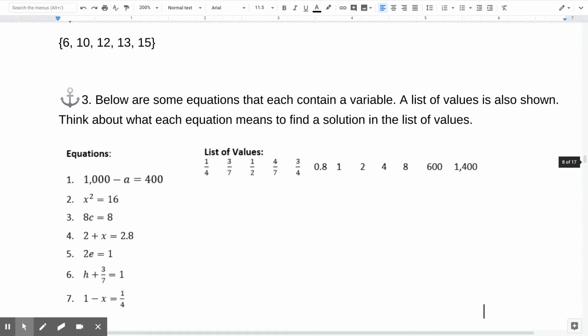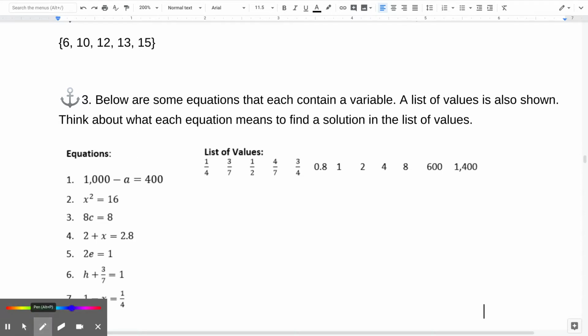Lesson 2, Anchor Problem 3. As I'm starting to solve these, I could go through and substitute each of the values into each of the equations and see if they are a true equation. But I don't think I need to do that because I can just use my number sense to figure out what would be good values to test.